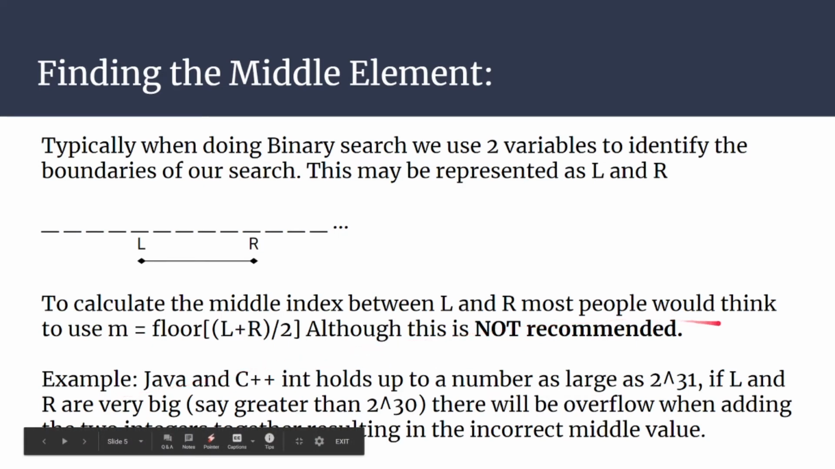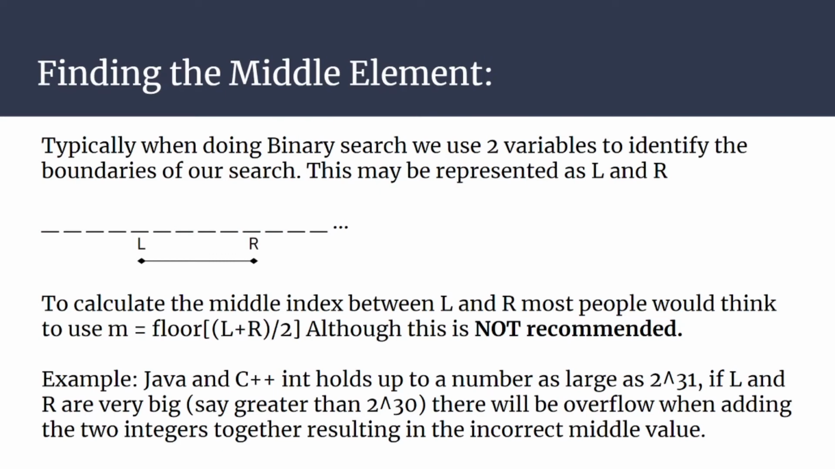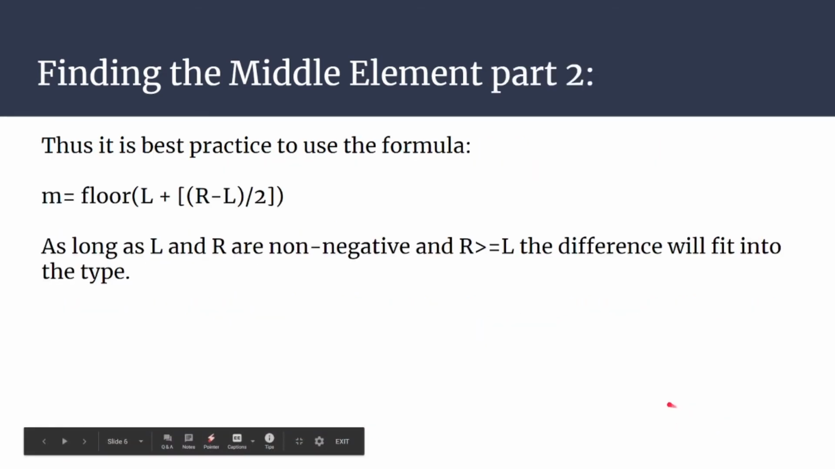For example, the reason is because Java and C++, when using int values, hold a number as large as 2 to the power of 31. If L and R are really big, say greater than 2 to the power of 30, there's going to be overflow when adding the two integers together, because the int values cannot store that large of a number. So that would result in getting the incorrect middle value.